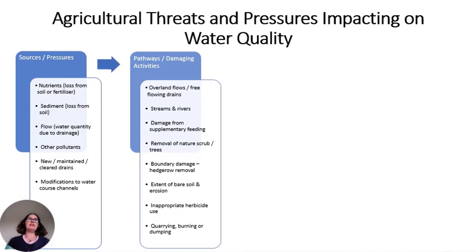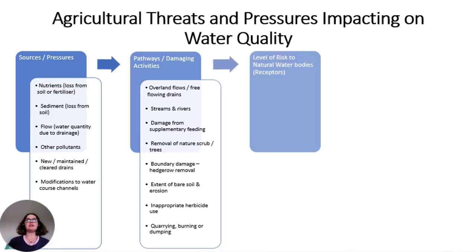When we then look at the source or the pressure and the potential pathways that are associated with those sources or pressures, we have to decide what the level of risk to the natural water body is. So we are estimating the level of risk to water quality of a natural water body happening within, adjacent to and downstream of the farm, and even more so of the field that you are assessing. And you're not only looking at risk posed to the water quality of the natural water body, you're also trying to determine the extent and severity of the damage to the vegetation and to the habitat associated with that water body.